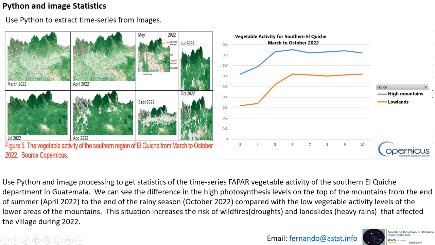But on the contrary, when we go lower on the mountains surrounding Santa Cruz del Quiché, we can see that the vegetation activity is not as high, and the maximum, even during the rainy season, is 0.6. So for a range of 0 to 0.9, we can see that this 0.6 is a low or very low vegetation activity. Okay, so that's another application.